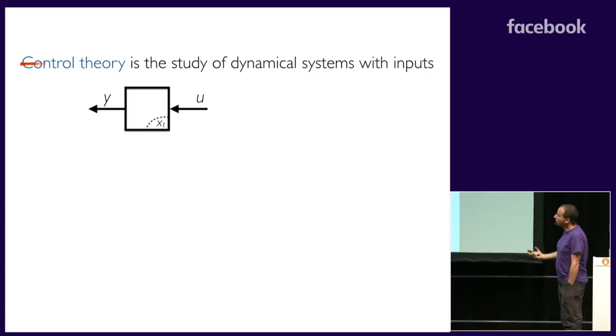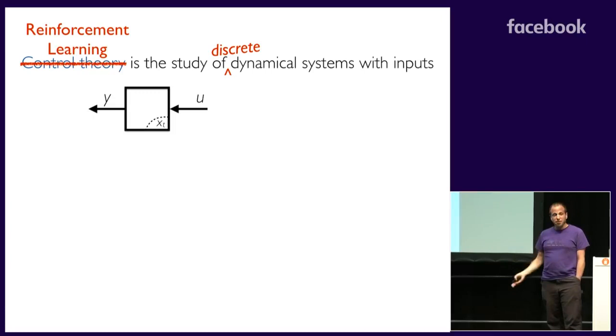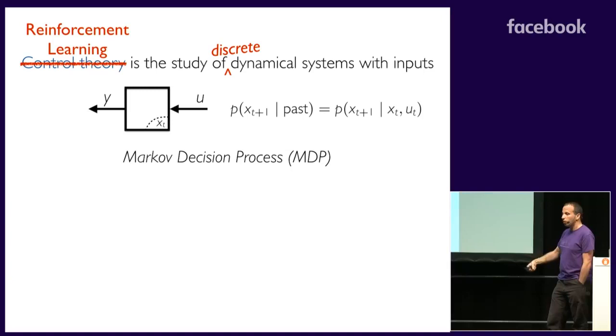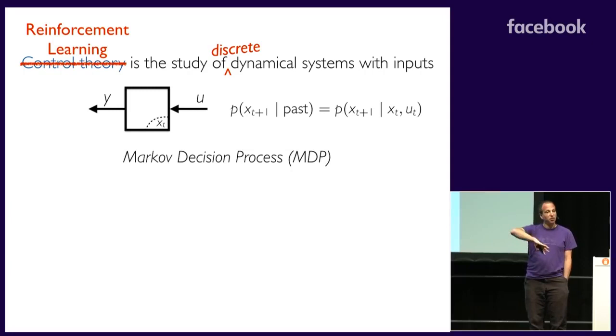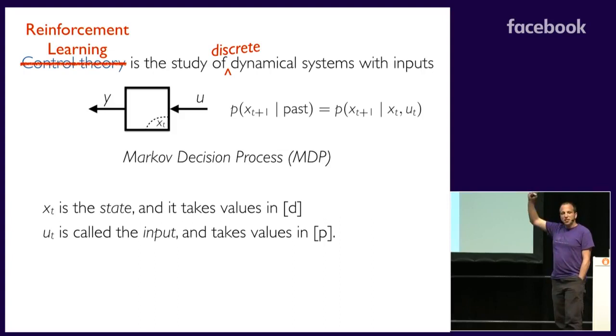So reinforcement learning kind of starts from the same place, right? It's the study of discrete dynamical systems with inputs. And in this case, the object that we use to describe how the discrete system evolves is an MDP, a Markov decision process. So in the Markov decision process, the probability of the next state is simply a function of the current state and the input. And in some sense, this is what defines state. State is what I need to predict the future. The main difference between the Markov decision process setting and the control setting is that these are taking their values in discrete space rather than in a continuous space. So there are D discrete states, P discrete inputs, and everything can be described now in terms of tables rather than some kind of continuous functions.